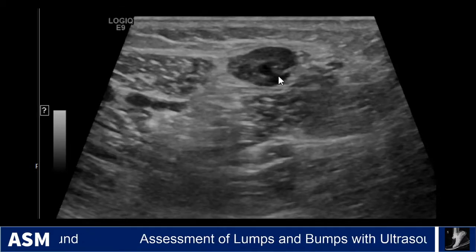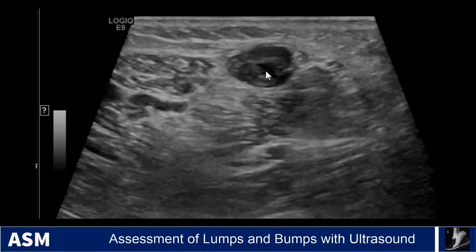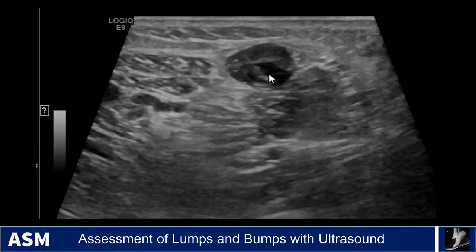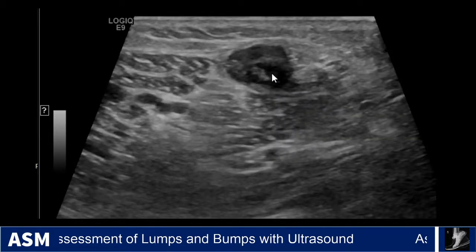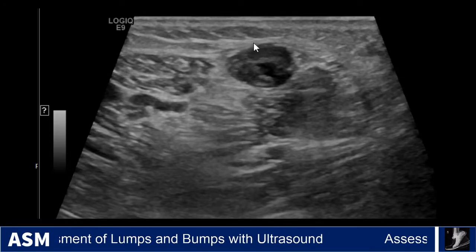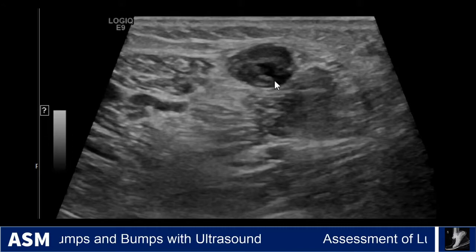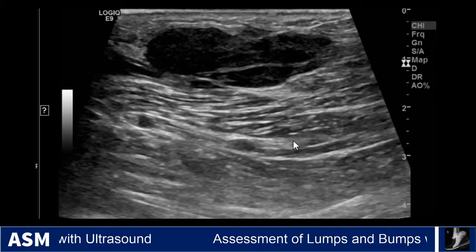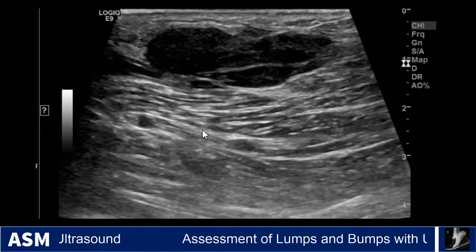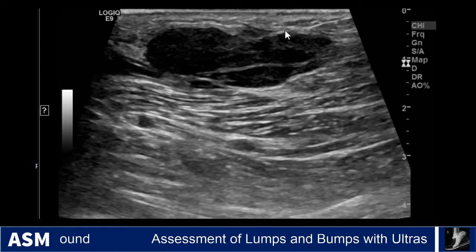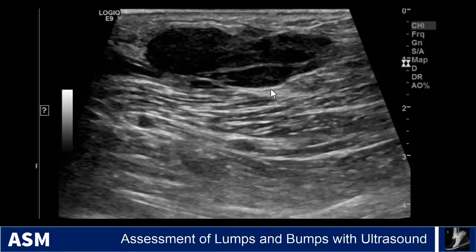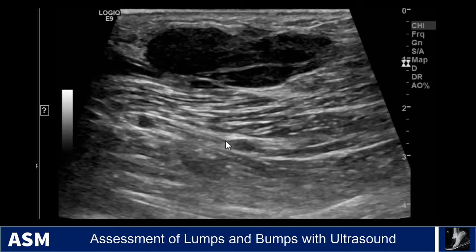The mass is irregular, hypoechoic, and there are some areas with marked decreased echogenicity as we scroll through them. We see the mass is pushing on the fascia, displacing it, and also pushing on the underlying muscle. Long axis view showing this hypoechoic lobular irregular mass pushing on the adjacent muscle.